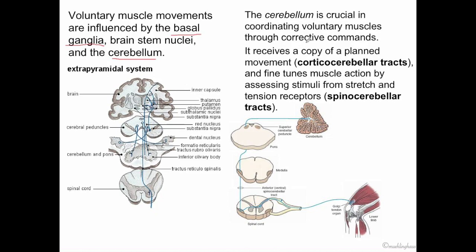And what's actually cool about the cerebellum, it receives a copy of the planned motion through what's known as the corticocerebellar tracts. Again, the name makes sense on that one. And then it fine-tunes muscle actions by assessing stimuli that come in through stretch receptors in the joints and in the muscles. And those travel through that spinocerebellar tract that we identified on the previous slide. So that's kind of neat, I think.